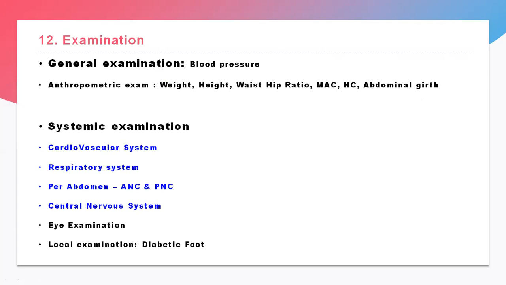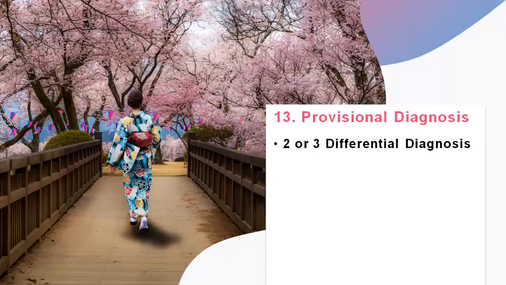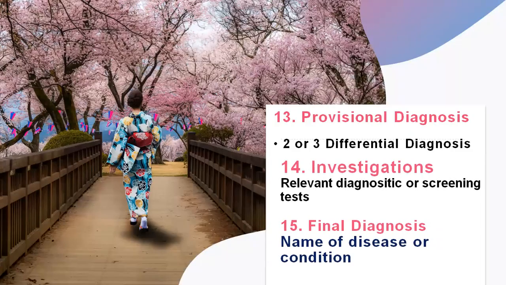If you are getting a cataract case, then you have to do the examination of the eyes, then local examination for presence of any ulcer or diabetic foot. So like this, we do the complete examination in the form of general examination and systemic examination. So once we complete the history and examination, we should have some provisional diagnosis or differential diagnosis. So whatever, depending on the positive history and examination, you should write down the differential diagnosis.